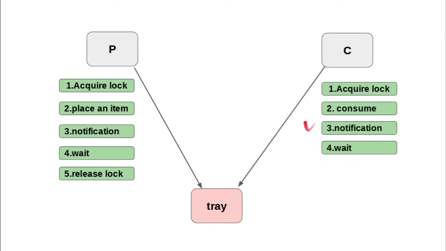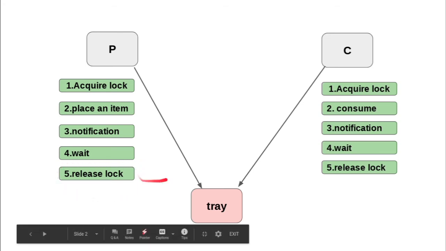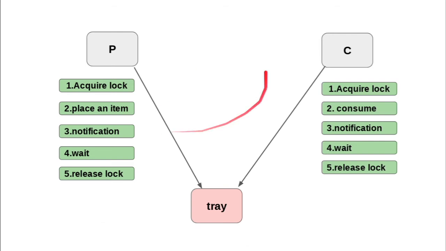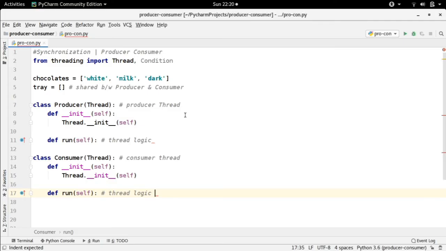So wait automatically releases the lock which is held by the producer. Now the lock is released automatically. The program will return to this wait place, release the lock, go back, acquire the lock, and place an item. This cycle continues. This is the producer-consumer cycle, and we are going to implement it in the code.